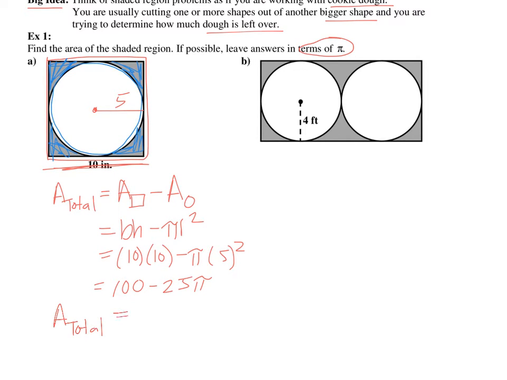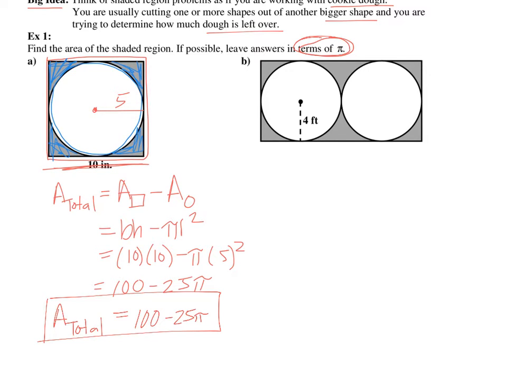So we could plug in 3.14 for pi, but since it says leave your answer in terms of pi, we don't do that. We're just going to write 100 minus 25 pi. All right. If any part of this does not make sense to you, ask for help right now. All right, let's move on to part B.